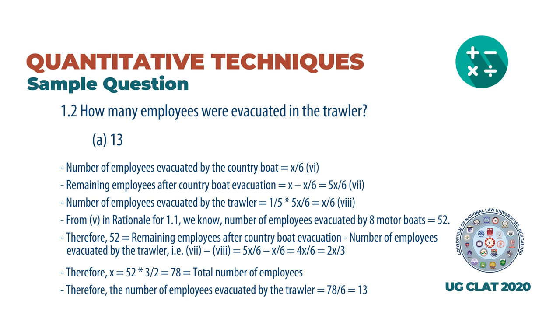Therefore, x is equal to 52 multiplied by 3 divided by 2, which is equal to 78, which is the total number of employees. Therefore, the final result, that is, the number of employees evacuated by the trawler, is equal to 78 divided by 6, which is 13.